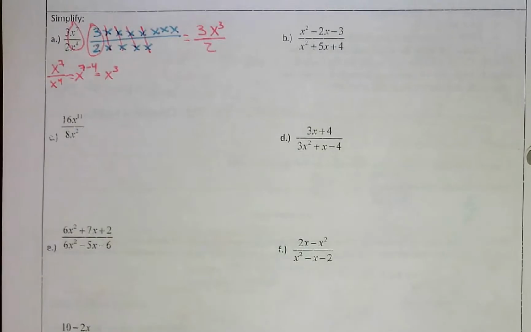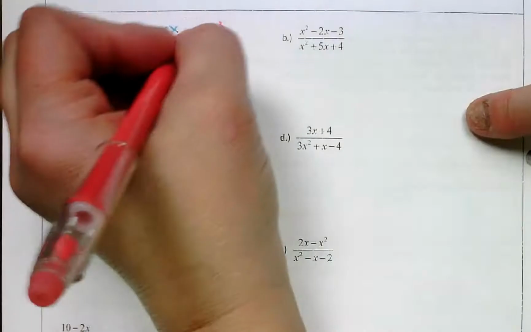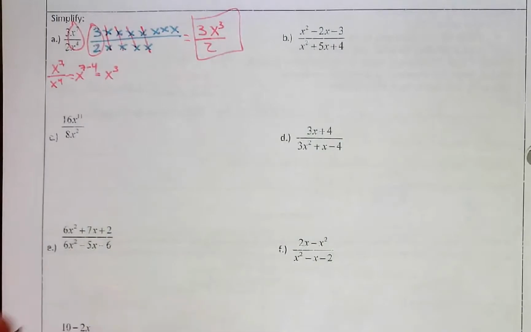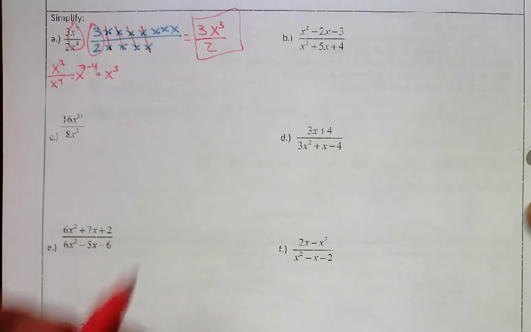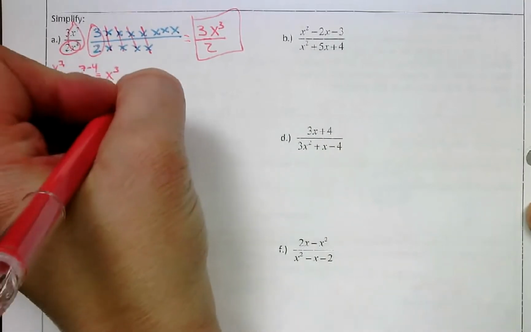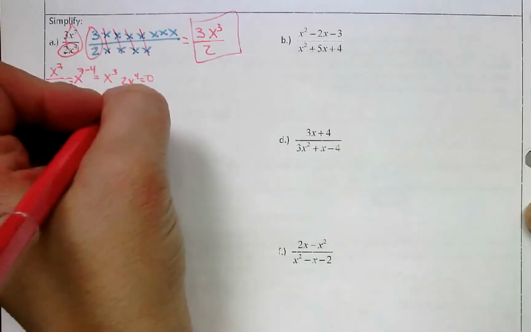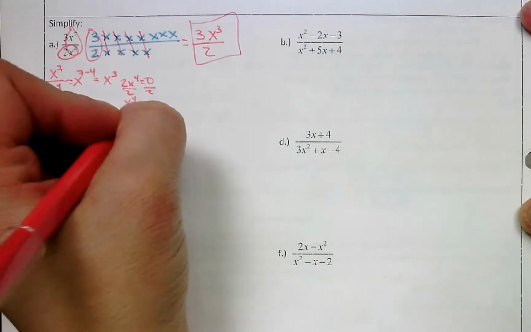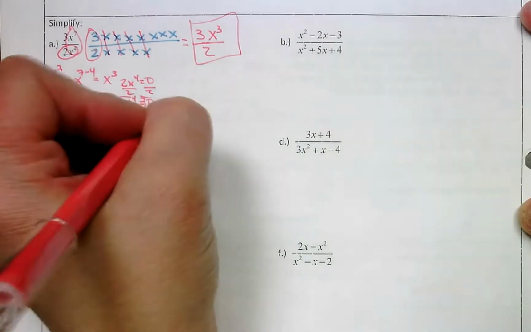Okay, so my final answer then is going to be 3x to the 3rd over 2. I need to figure out what value x cannot equal. So I'm going to take this denominator and put 2x to the 4th equals 0, divide by 2, and I get x to the 4th equals 0. If I take the 4th root of this, it doesn't matter what it is, right? We're going to get x cannot equal 0.